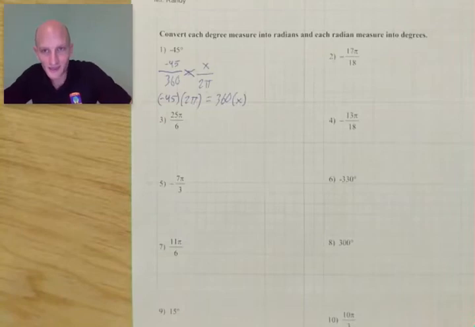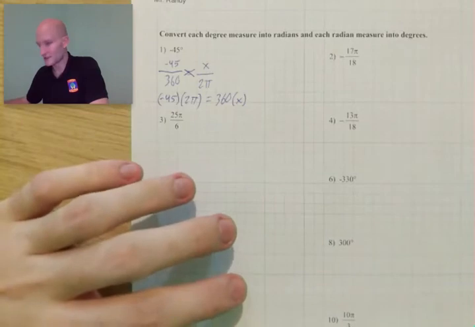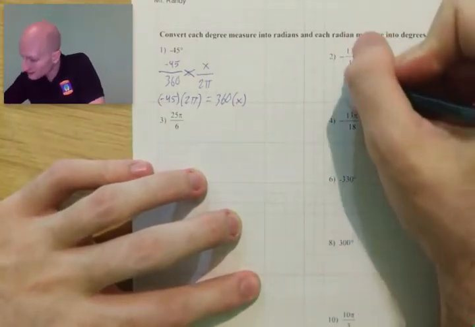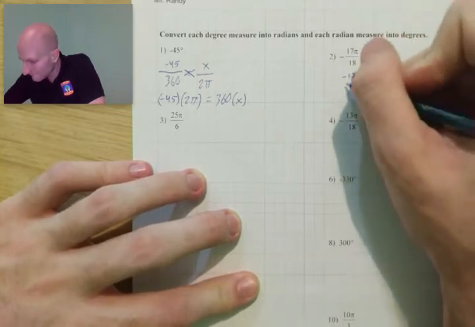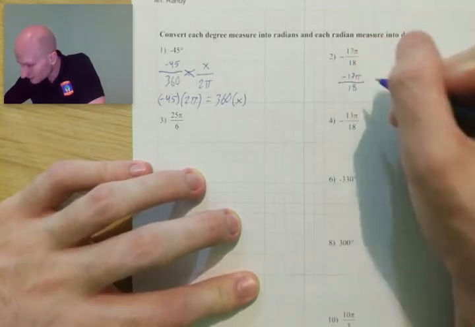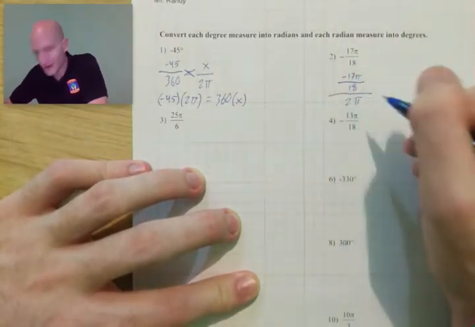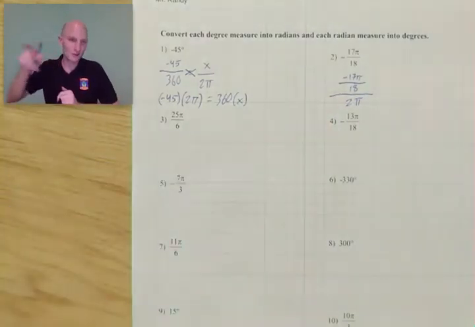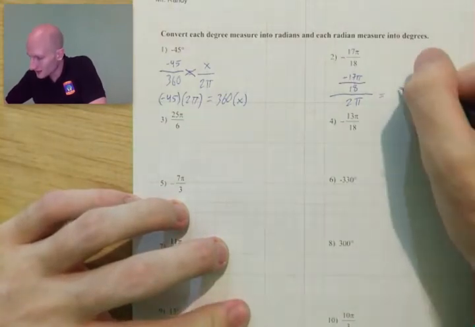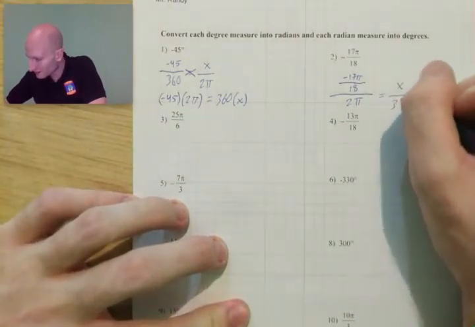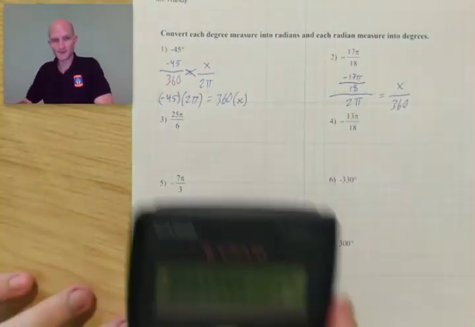Negative 17 pi over 18 radians. We need to convert that to degrees. So watch how I do this. Negative 17 pi over 18, right? Over 2 pi, right? Because 2 pi is one time around the circle, equals what over 360, right? So watch this.